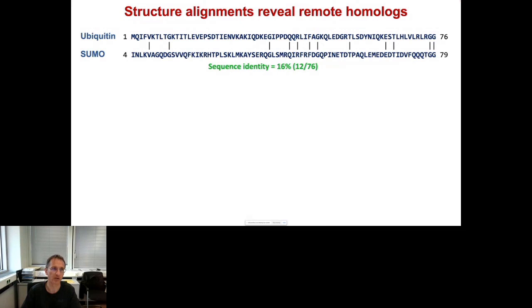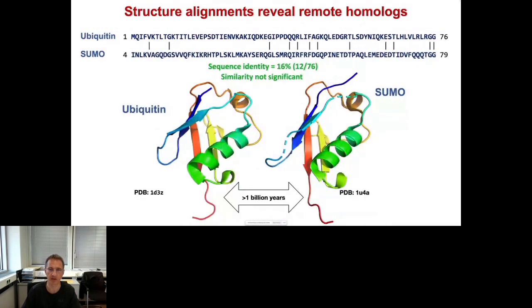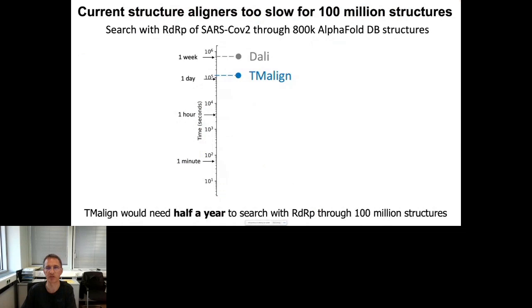So why could this be useful? For example, for annotation, if you have sequences like ubiquitin and the small ubiquitin-like modifier SUMO, they share a sequence identity of 16%, despite the fact that they are actually very similar in structure. So after more than 1 billion years, they still look very, very similar in structure, and they actually still perform a similar function. So we need structure comparison to be able to, for example, use the AlphaFold database that we'll have with these 100 million structures for annotation, and of course also for many other things.